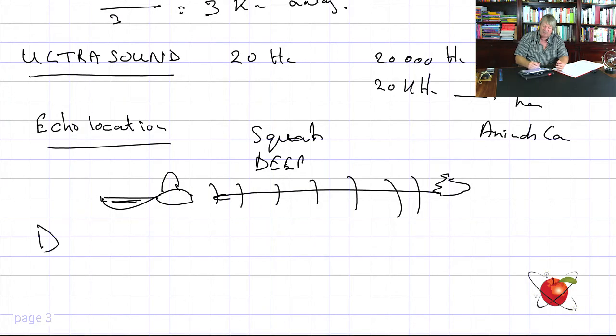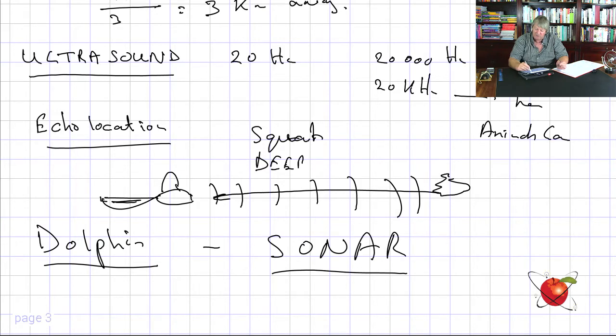Echolocation. They send out sound waves and it comes back. A dolphin does the same. It's the same as sonar. You've heard in the movies, in the submarines, they switch on the sonar and they ping. What does that mean? The ping they send out is an echolocation. They send out a ping and that goes out and comes back.